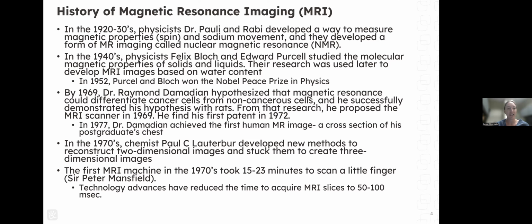In the 1970s, you had chemist Paul Lauterbur, who developed new methods to reconstruct 2D images and stack them to create three-dimensional images. And then the first MRI machine in the 1970s, just a fun tidbit, took 15 to 23 minutes to scan a little finger. And that was Sir Peter Mansfield. Since then, we have definitely come a long way in terms of the time to acquire MRI slices, now in the order of 50 to 100 milliseconds per slice. So quite improved since the 1970s.